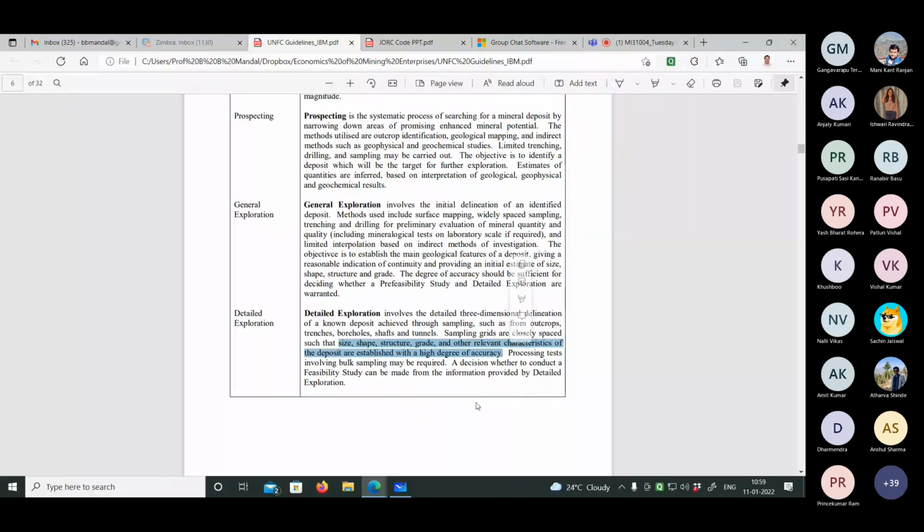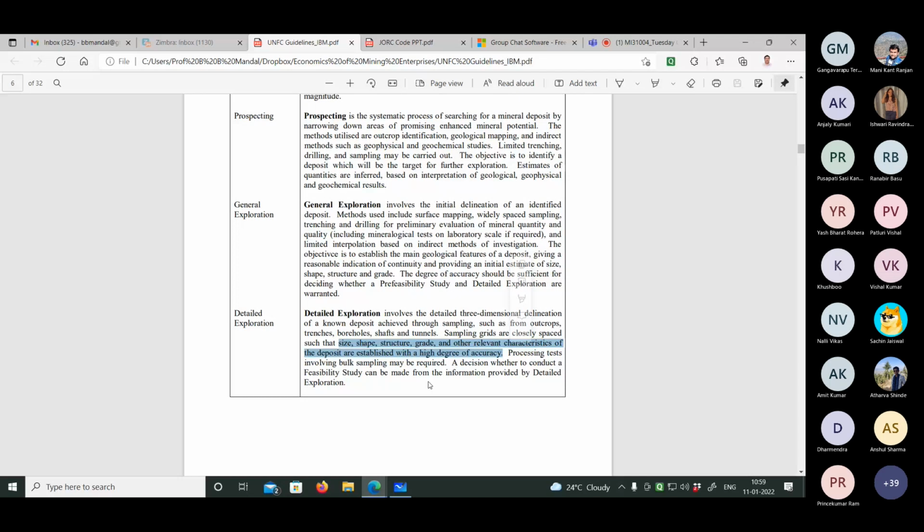Sometimes you will require bulk sampling. That means a large amount, several tons of ore or mineral, will be required for study. What kind of study? It is not only about the grade, but, as I have told, something about mineral processing, say copper mining, how it is processed to extract the copper or gold. If I don't have a trial run of the mineral, then I cannot say that this will be easily extracted.